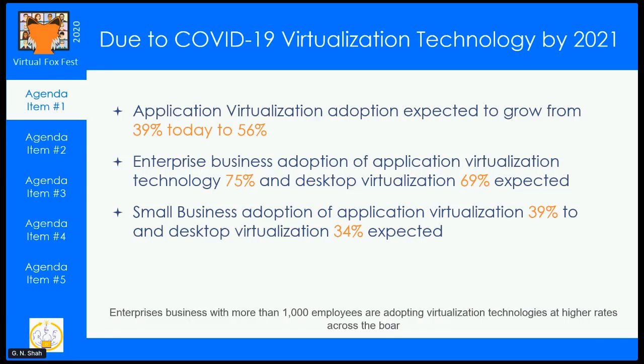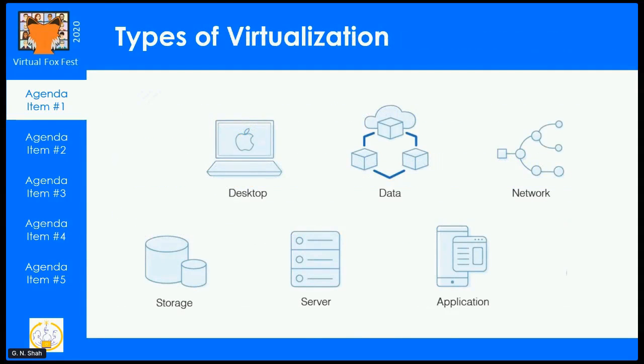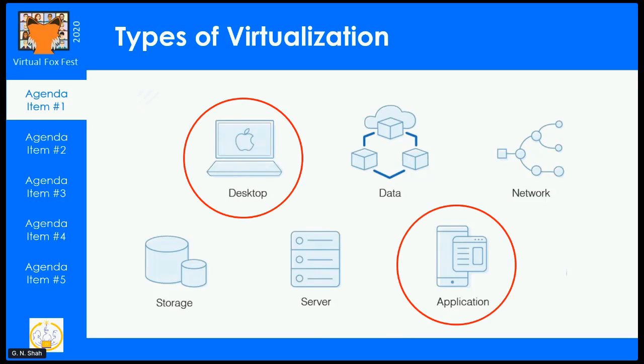My personal view, since they presented this in February, is that it is going to double as people move more and more to the cloud side and work from home. So when we talk about virtualization, there are so many different types: desktop, data, network, storage, server, application. But our focus in today's discussion is only two types of virtualization, desktop and application.